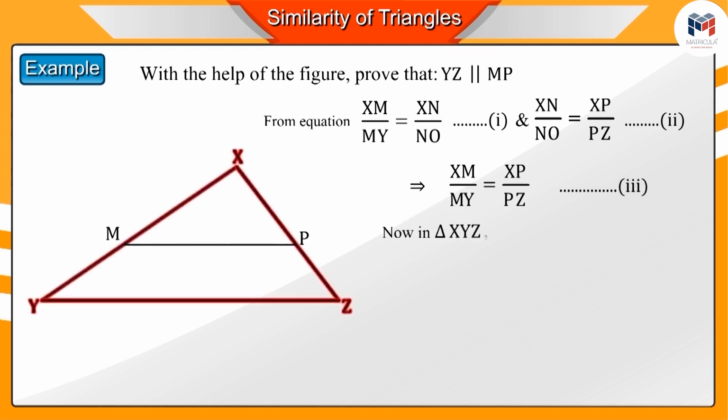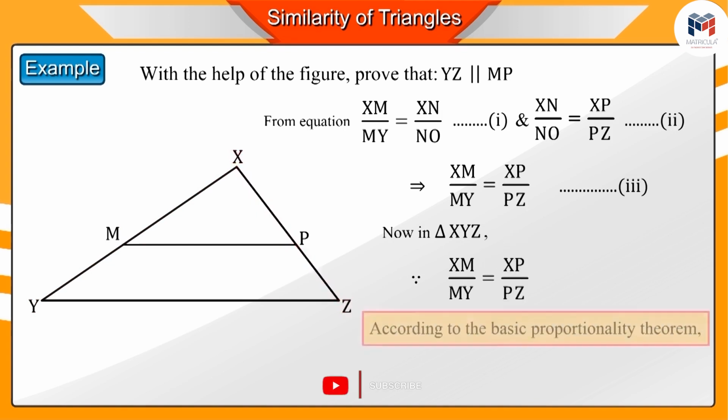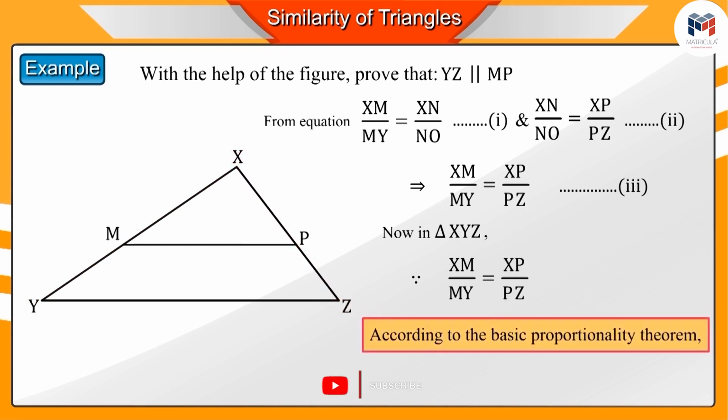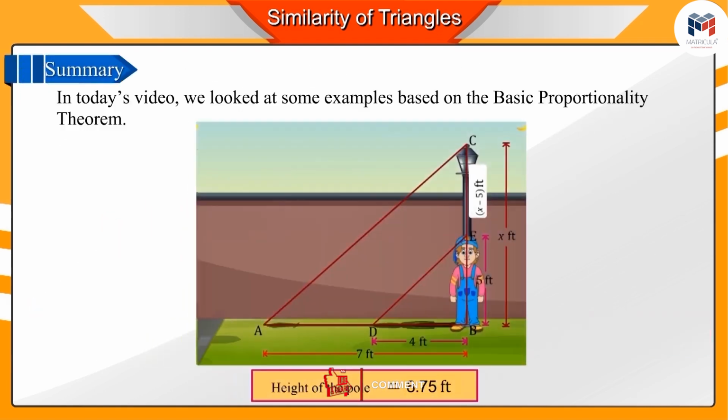Now if we look at triangle XYZ, with the help of equation 3, we can say that the line MP divides the sides XY and XZ in the same ratio. Hence, according to the converse of the basic proportionality theorem, we can say lines MP and YZ are parallel to each other. Today, in this video, we saw examples based on the basic proportionality theorem.